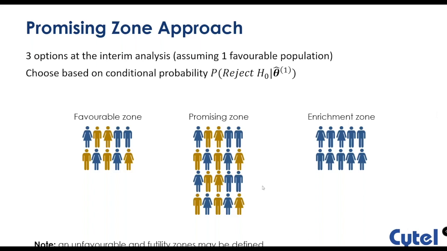Worth noting that obviously this isn't the only way that we might set this up. So we may also consider an unfavorable zone, or particularly useful, something we haven't spoken about in any of the examples so far, is a futility zone. So this might be where no subgroup actually looks to be benefiting from the experimental treatment. And so we might be in a futility zone where we choose to stop the trial early, i.e. to protect patients from a treatment that we have no evidence is actually working.